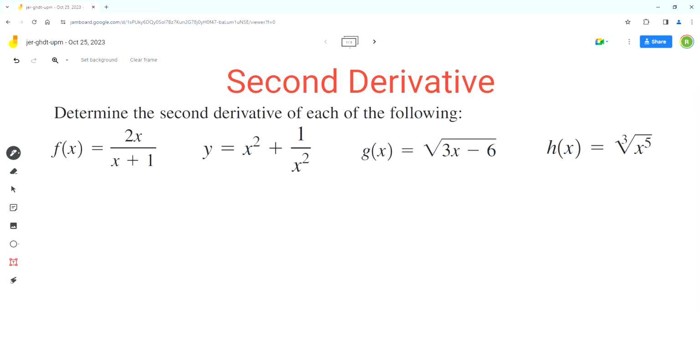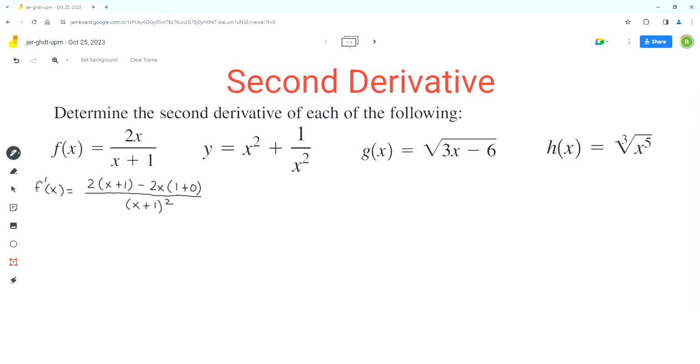So as per the quotient rule, the first derivative, f prime of x, equals, so we start with the derivative of the numerator, which is 2, times the denominator, which is x plus 1, minus the numerator expression 2x times the derivative of the denominator, which will be 1 plus 0, over the square of the denominator, which will be (x plus 1) squared.